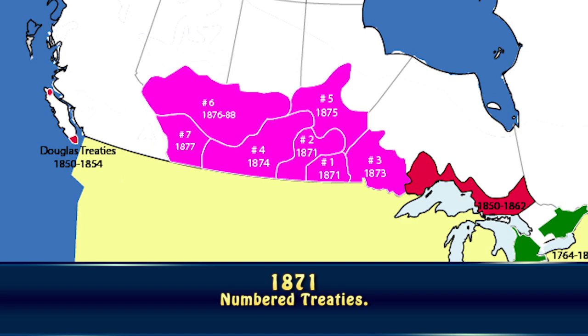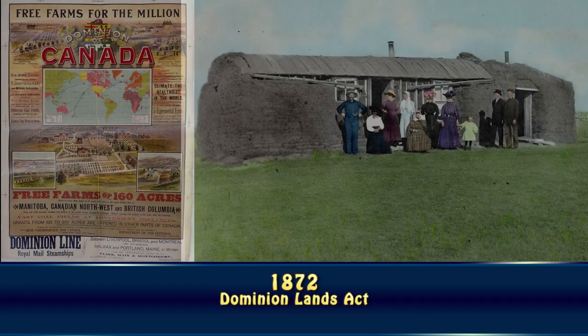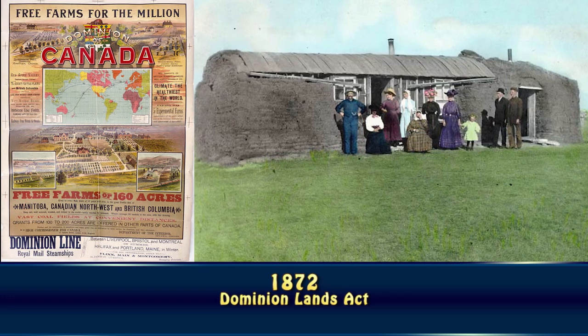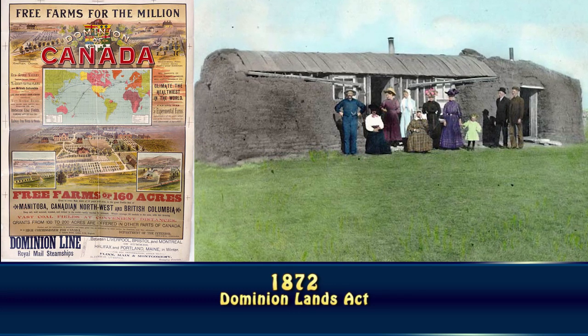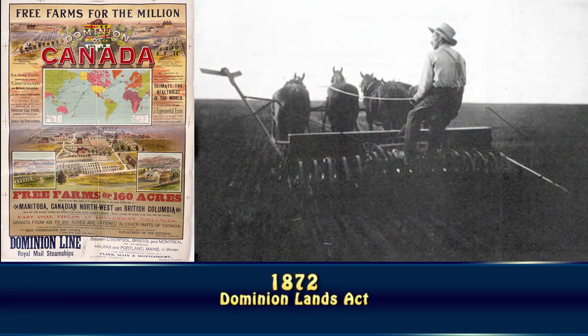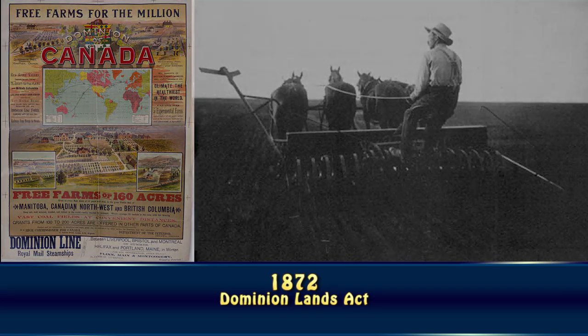and Canada. The Dominion Lands Act encourages European settlement in the prairies by giving 160 acres of land to settlers who will live on the farm and cultivate at least 40 acres.